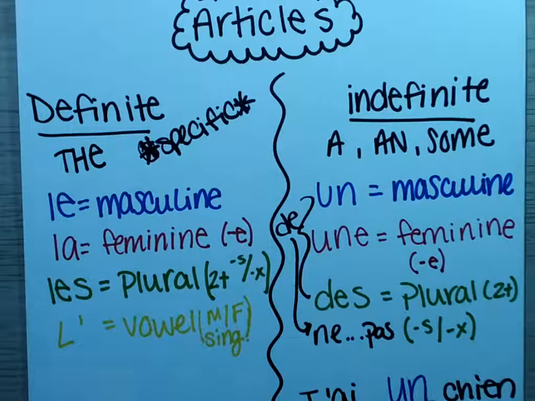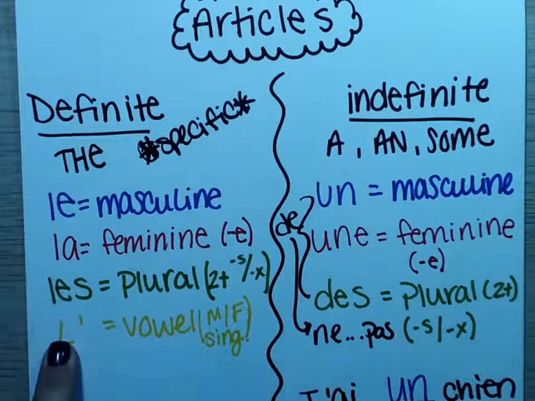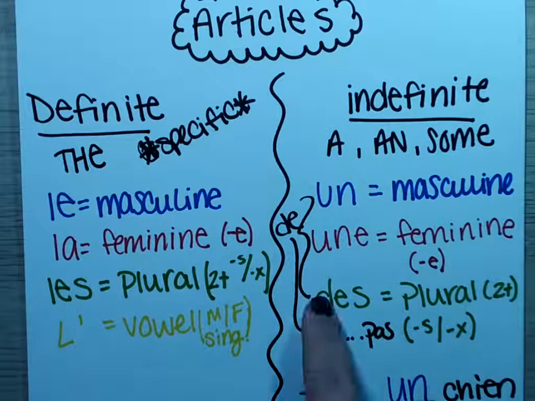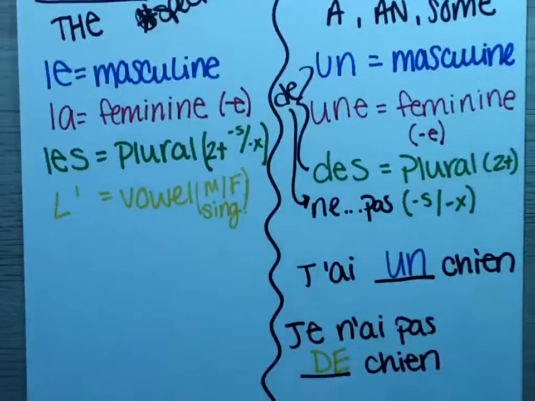Now, just opposite of what the indefinite articles did in the negative, these all stay the same with the ne and pas. So these don't change. You don't have to worry about changing them like you did with indefinite. So let's do a couple examples together.